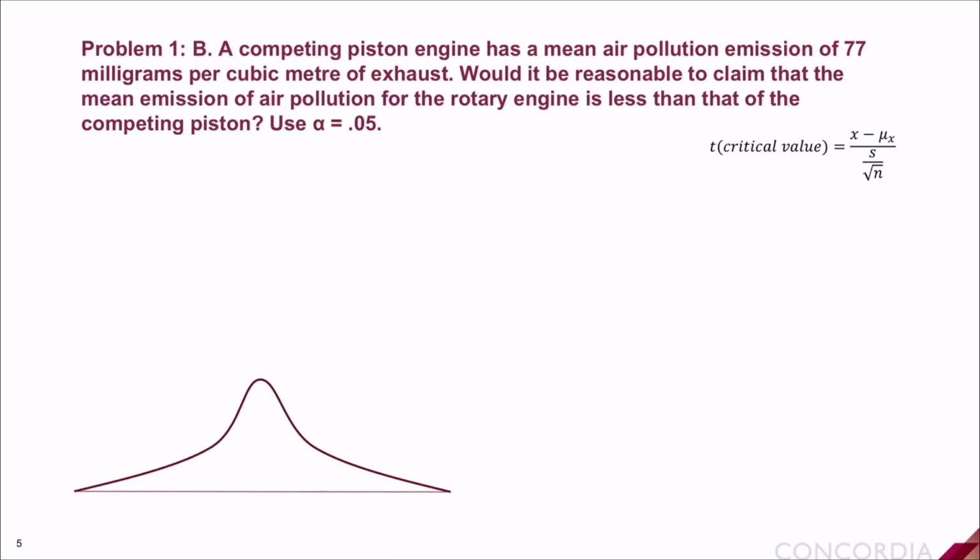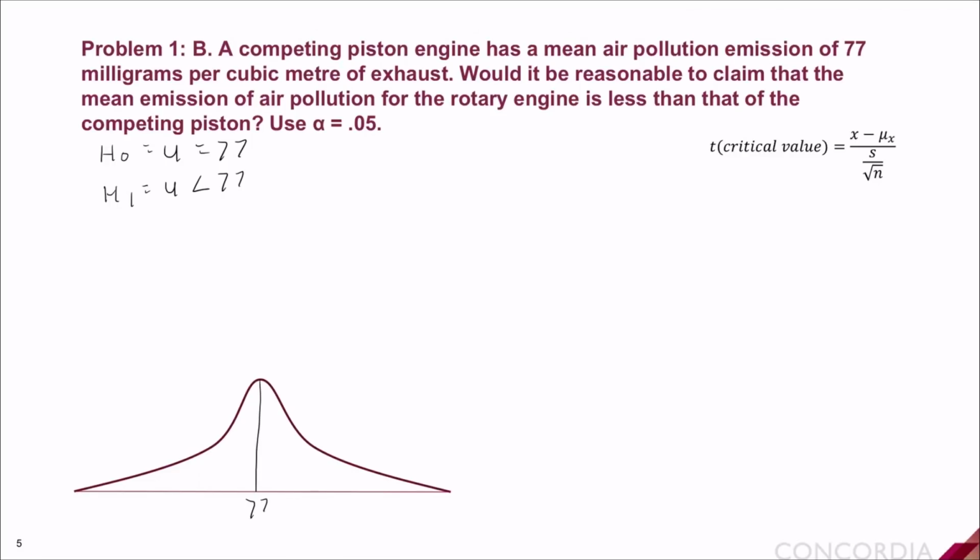So now, since this is a hypothesis question, the first step is to identify H0 and H1. H0, being the null hypothesis, is the standard. So we could say that our mean is the same as that of the competition. Now H1 is what we're trying to prove, and we're trying to prove that our mean is less than the competition. So our mean would have to be less than 77.